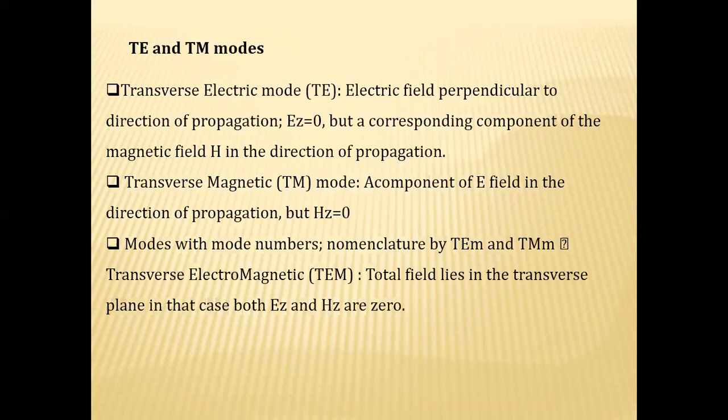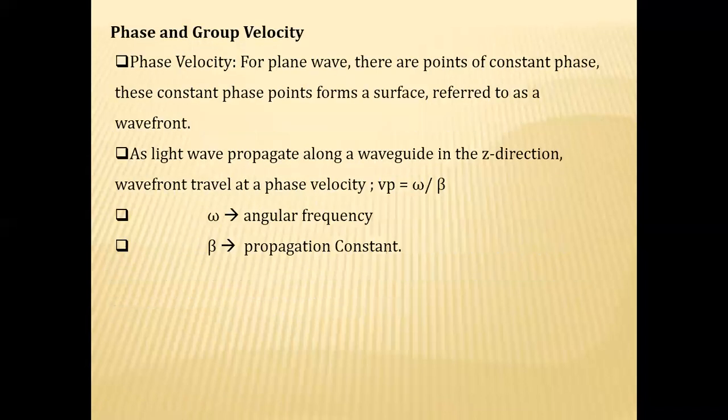This mode can be represented in the suffix here. Here we have TE_m and TM_m, right? So this m is the mode number. So when the total field lies in the transverse plane, that is, transverse electromagnetic, a TEM wave exists where both Ez and Hz are 0. For example, it occurs in the coaxial cable, right? So in a coaxial cable, the values of Ez and Hz will be equal to 0. That type is called transverse electromagnetic waves.